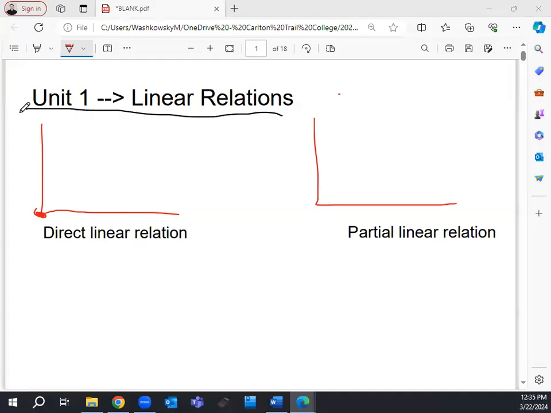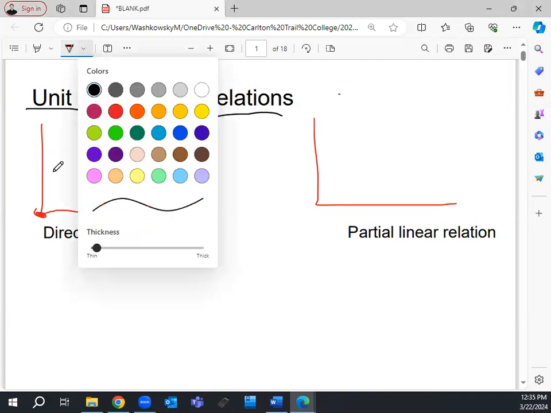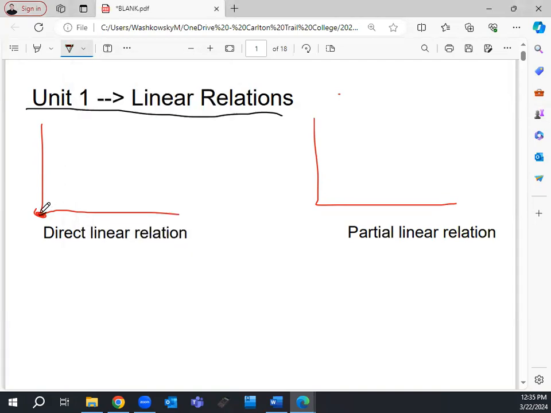So yeah, unit one, linear relations. We can either have a direct linear relation or a partial linear relation. And as a quick reminder as to what those two things are, first off, it's linear relations. It is all straight lines.